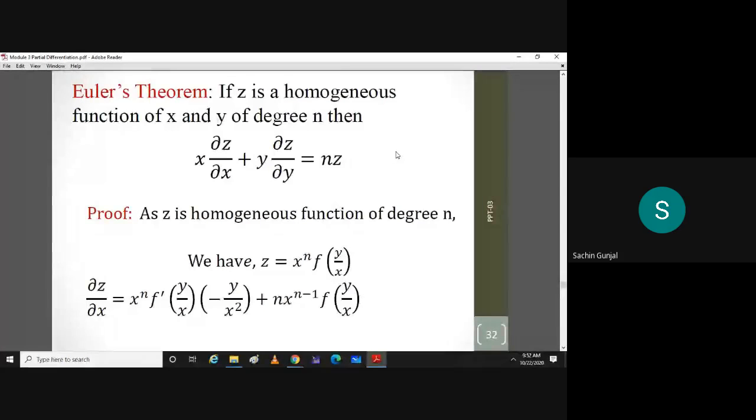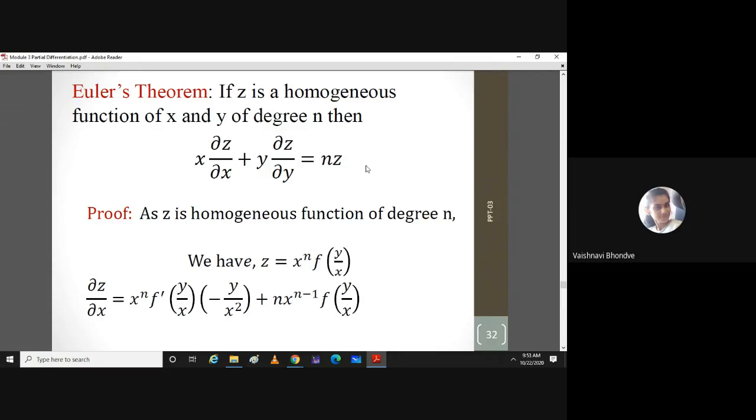Find x into ∂z/∂x plus y into ∂z/∂y, where z is equal to sine inverse x upon y. Okay, sine inverse into bracket x upon y. Is it clear to you? Now then it will only be sine inverse x upon y. Are you sure? Because degree is 1, right? Sorry, degree is 0, right? The answer should be 0, sorry.